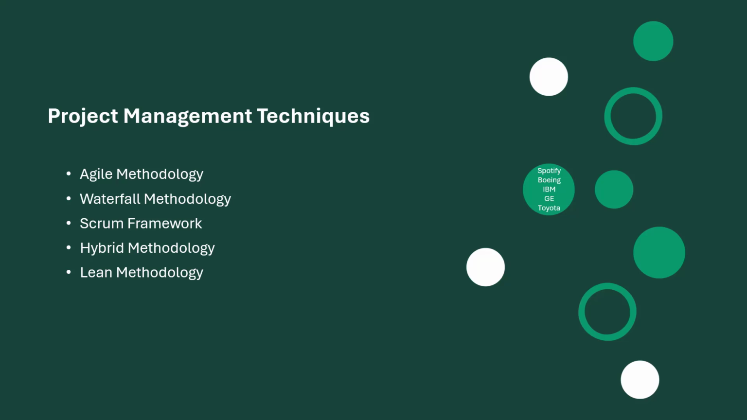For example, Spotify uses Agile to manage its global software development teams, allowing for rapid iterations and continuous improvements in response to user feedback. Waterfall, on the other hand, is a linear sequential approach where each phase must be completed before the next begins. You may have seen some of those that look like stairs or something like that. It is suitable for projects with well-defined requirements and fixed timelines.